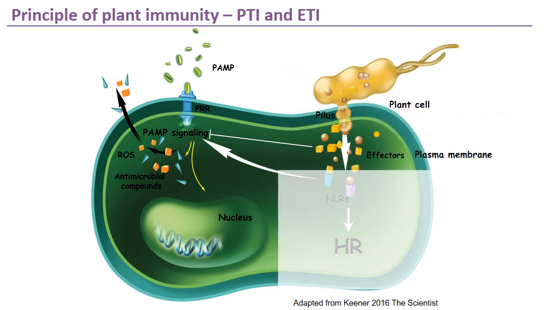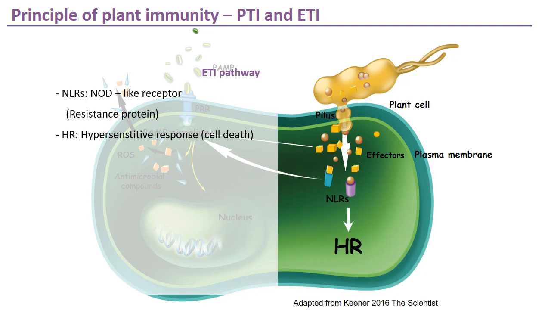However, pathogens contain another weapon to deal with this problem. They deliver effector proteins through the type 3 secretion system. The function of effector is to suppress the PTI signaling pathway. But plants also have the defense system called resistance protein. Resistance protein is the NLRs. These NLRs can recognize the presence of effector directly or indirectly. The outcome is that the plants can cause the hypersensitive response or cell death to protect themselves against the pathogen invasion.